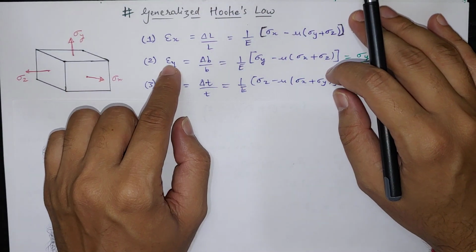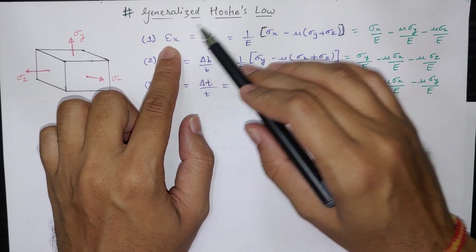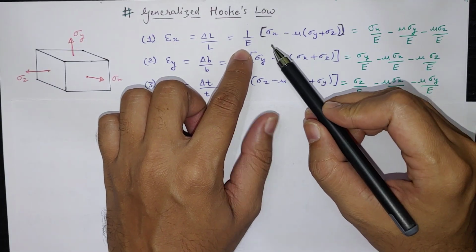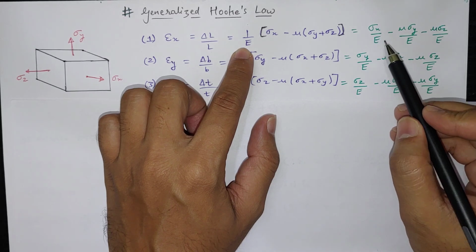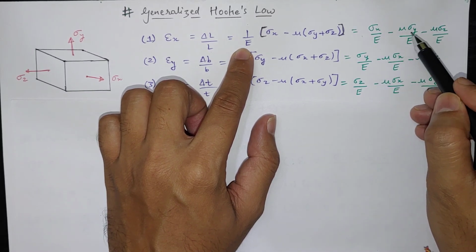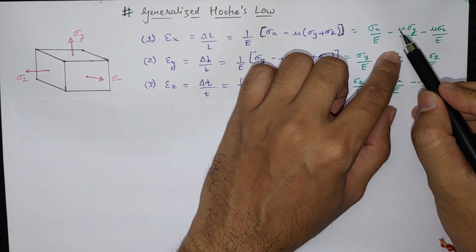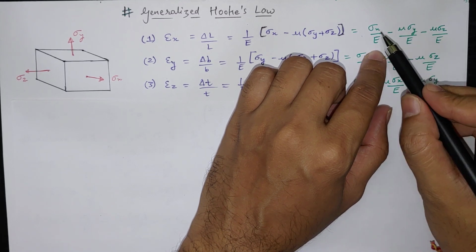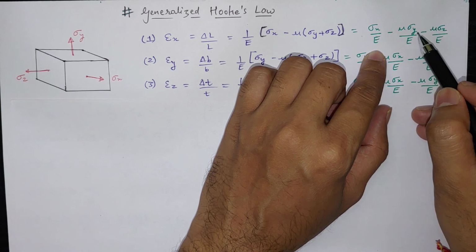Now for that we have generalized Hooke's law. It says that epsilon x, if you have to find, will be equal to change in length upon the length in x direction, which will be equal to this formula. If I open the bracket, it will be sigma x by E. So that will be the change in length in x direction, but due to sigma y and sigma z, and because of the Poisson ratio, we have reduction in the diameter. These are all by default taken as positive. If they are compressive, then we have to put them as negative.